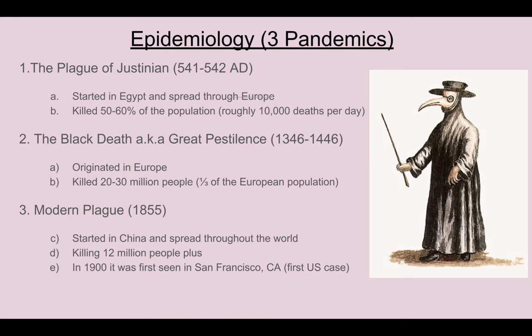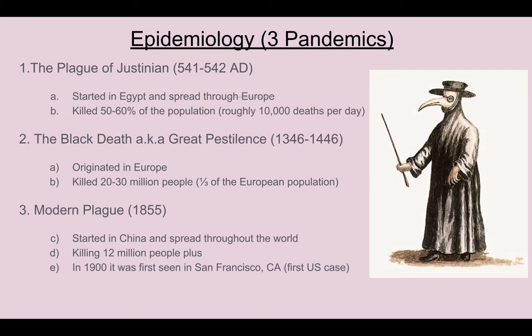So now we get to look at the epidemiology, specifically three pandemics that occurred that most people have heard about. The first one was in 541-542 AD. It started in Egypt and spread through Europe. It killed approximately 60% of the population, having over 10,000 deaths per day. There isn't a lot to be known or said about this one because written history back then wasn't at its strongest.